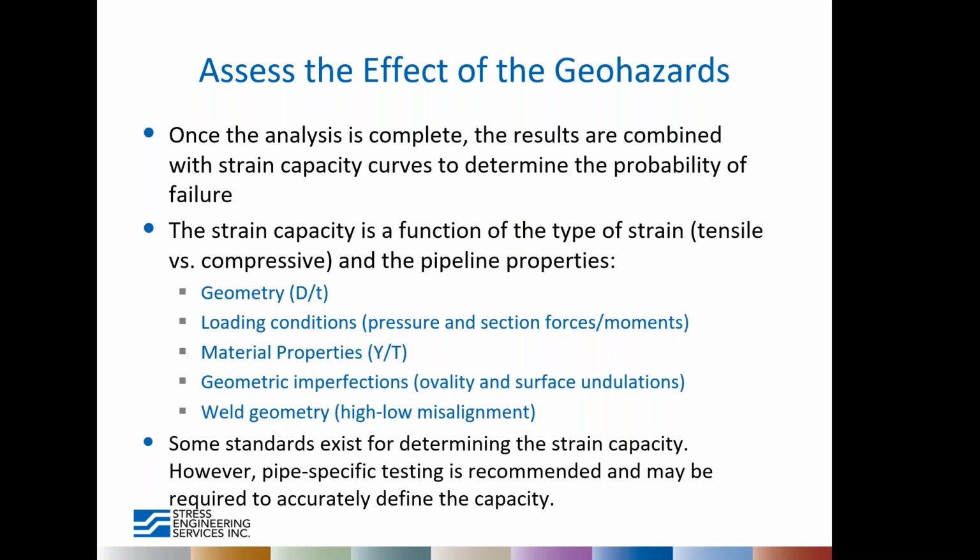Once the analysis is complete, the results are combined with the strain capacity curves, which Colton will talk about a little bit later, to determine the probability of failure. The strain capacity is a function of the type of strain, whether it's tensile versus compressive, and the pipeline geometry, including the D over T, the loading conditions, the material properties of the pipeline, geometric imperfections, the weld geometry. Those are just a couple of the things that they are dependent on. Among those also could be the year that it was manufactured, as well as inspections that have been done to determine whether you have flaws in the pipeline already.